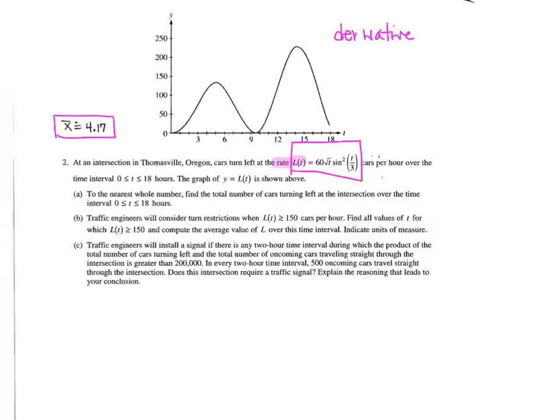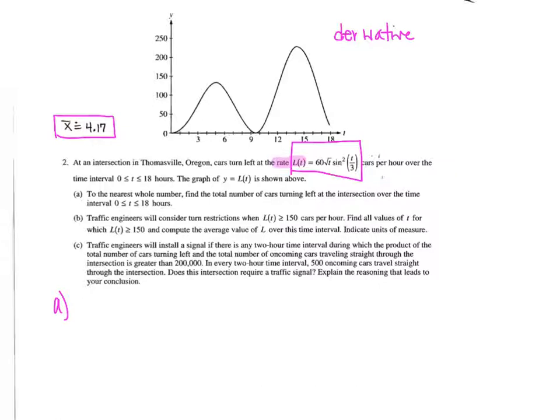Okay, so when I go to my calculator, I put my window 0 to 18 for x and 0 to 250 for y. And when I hit graph, I should be seeing the same graph that's on my paper. Now it's all in there. Keep in mind, this is a graph of the derivative.